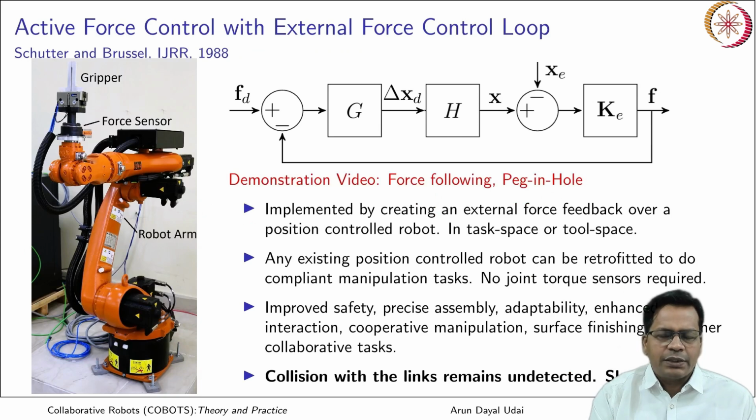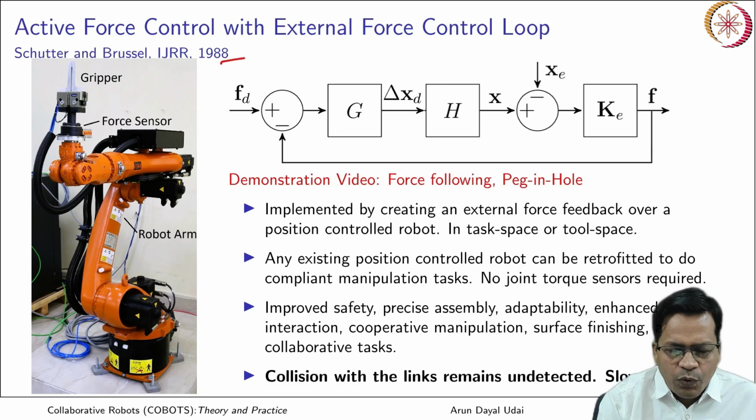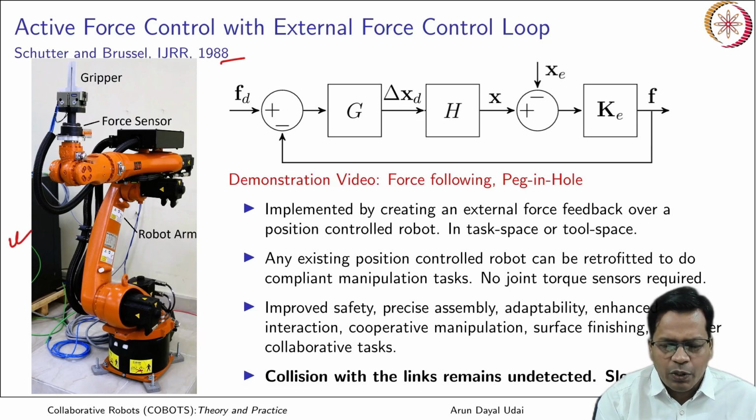Now let us discuss what is active force control with an external force control loop. This was proposed long back by Shutter and Brussels in the International Journal of Robotics Research, IJRR, in 1988. It proposed using a force sensor. So this is the typical structure of such a system. You have a robot arm, here shown as a KUKA KR5 ARC robot with a force sensor over here. And you have the gripper. It may be a gripper, it may be a grinding, polishing or any other tool. Over here it is a gripper, so that is the tool to be more specific.